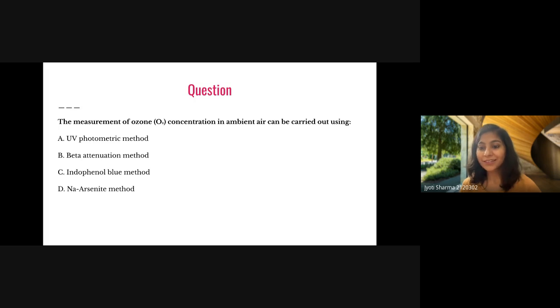So what will be the answer? Can you tell me right now? Beta attenuation is for particulate matter. Indophenol is for ammonia. Sodium arsenite is part of the Jacob and Hoeheiser method, used for nitrogen dioxide. Yes, Priscilla gave me the right answer. So the remaining one is A. This is the UV photometric method that we use to measure ozone concentration. So yes, answer A is the right one.